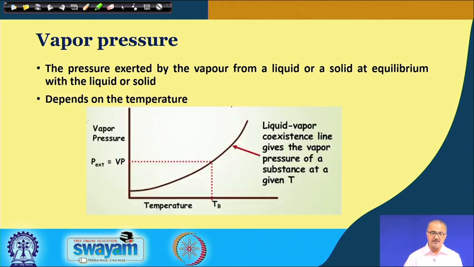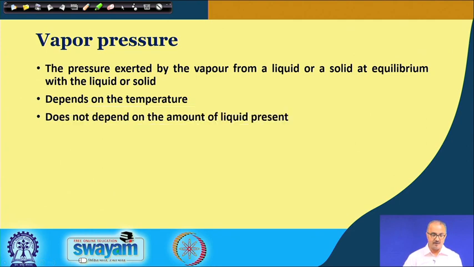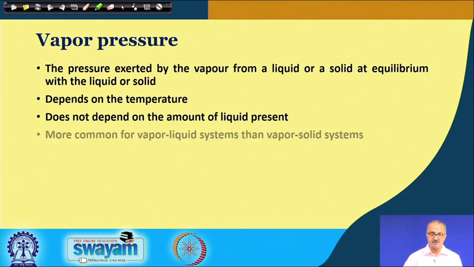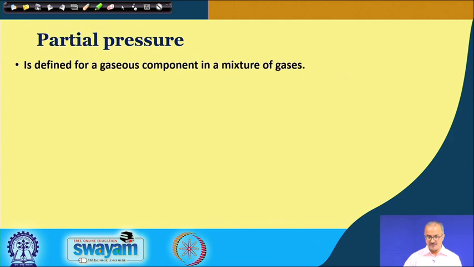So, we find that this kind of figures are obtained to see the variation of the vapor pressure with the temperature. Now, it does not depend on the amount of liquid, whether you have a small amount of liquid or a large amount of liquid, the vapor pressure is not going to change as long as the temperature is remaining constant. And it is more commonly used for the vapor liquid system than for solid vapor, because liquids can evaporate much easier than the solids.